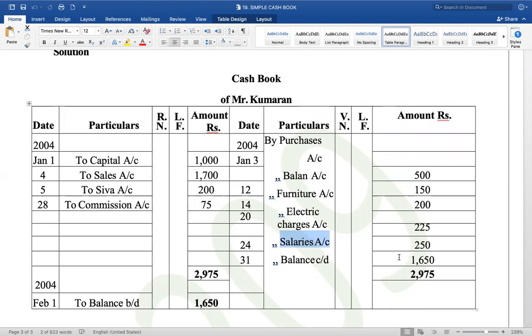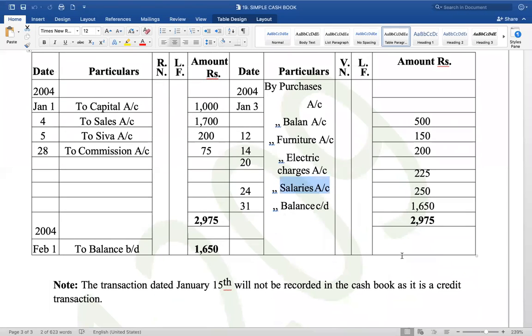Okay, the total is 6,000... 25 or something on the credit side. 500 plus 650 plus 750, 850, 875, 1075, 1225, I think. Yeah, if I'm not wrong, 1225. And on the debit side, you will see 2,975. 1,000, 1,700, 2,700, 2,900, 2,975.